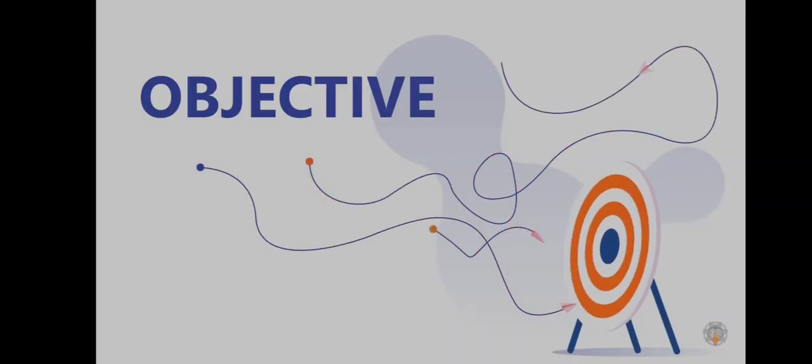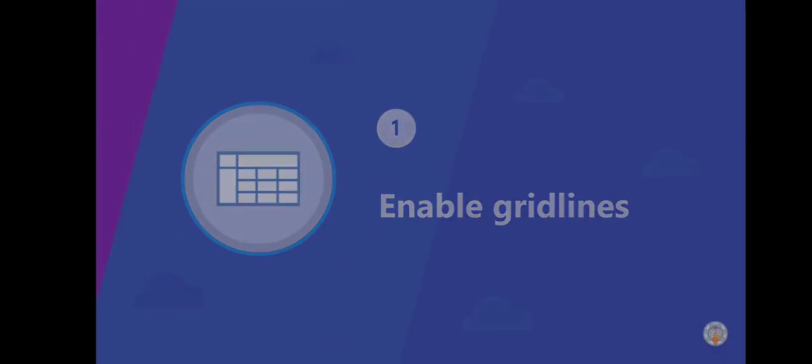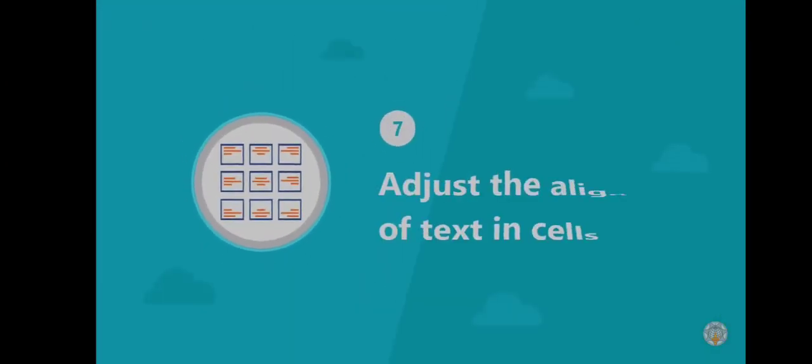Let's learn something new. This activity will cover how to enable grid lines, locate advanced properties, identify the draw table and eraser tools, insert rows and columns, combine and split cells in Excel, enhance the cell size, and adjust the alignment of text in cells.